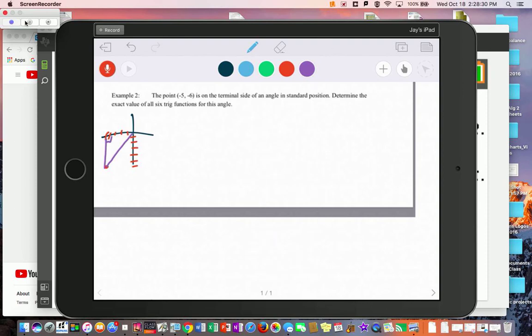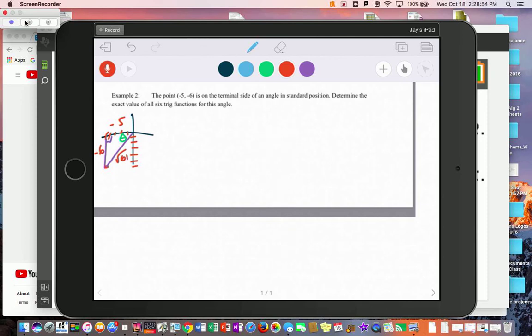And then theta will always touch the x-axis and the terminal side. So my triangle here would be -5, -6. So now if you do the Pythagorean theorem, square both sides, add them up, you get 61. Well, the square root of 61 is not a nice number.